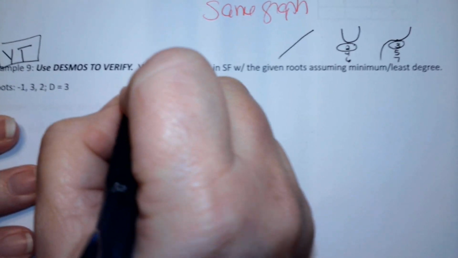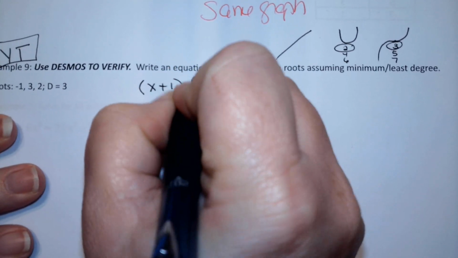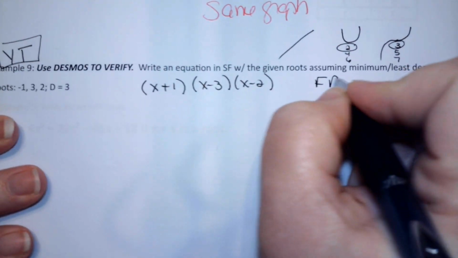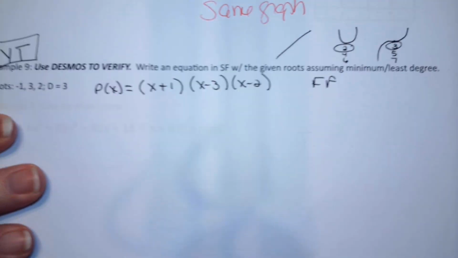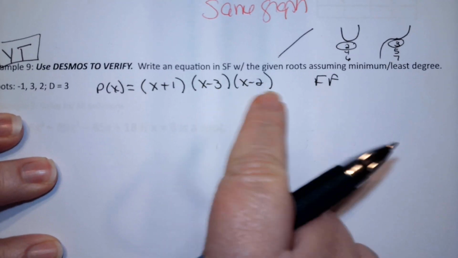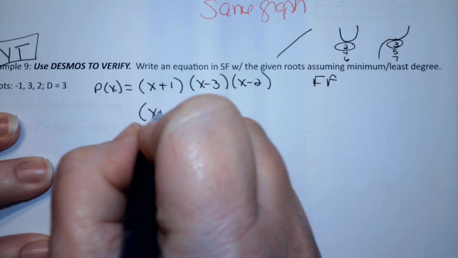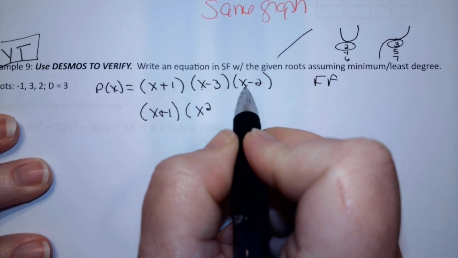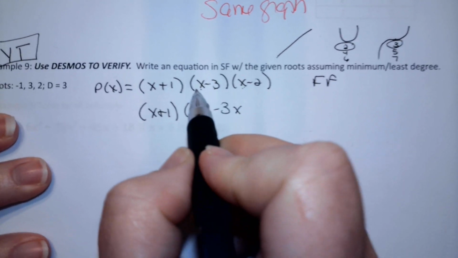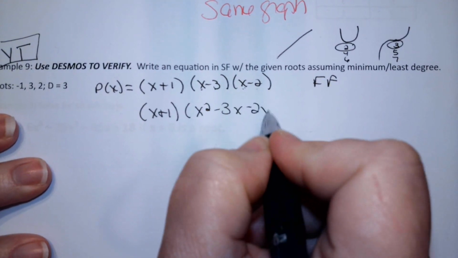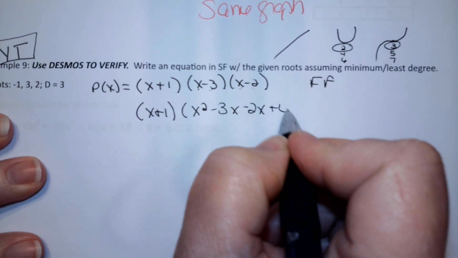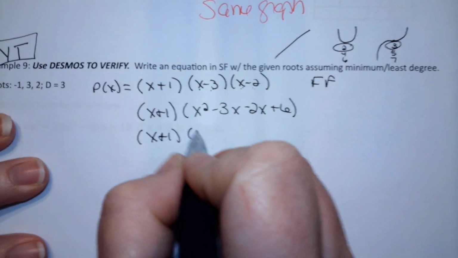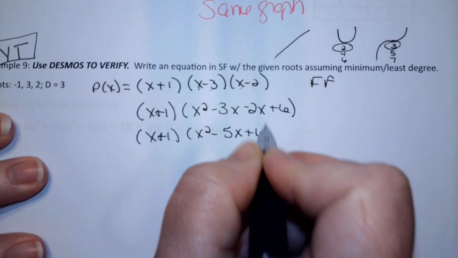So writing this in factor form, we're going to get x plus 1 times x minus 3 times x minus 2. Alright, so that is factor form. Alright, I'm going to multiply these two right here together. X times x is x squared. Negative 3 times x is negative 3x. X times negative 2 is negative 2x. And negative 3 times negative 2 is a positive 6. When I combine like terms, I'm going to get x squared minus 5x plus 6.